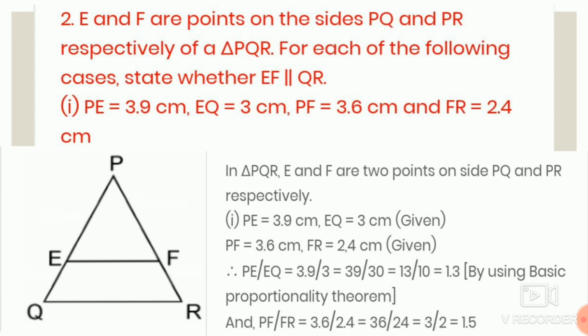we will find out PE by EQ. So PE by EQ is equal to 3.9 by 3. Ultimately it's coming out as 1.3. And we will also find out PF by FR on the right hand side. So it is coming out as 1.5. By the theorem, both the ratios should have been equal. But since the values are coming out as 1.3 and 1.5, which are not equal, therefore we can say by the basic proportionality theorem, EF and QR are not parallel.